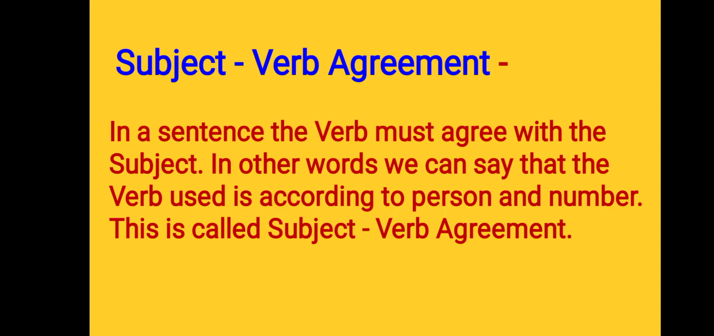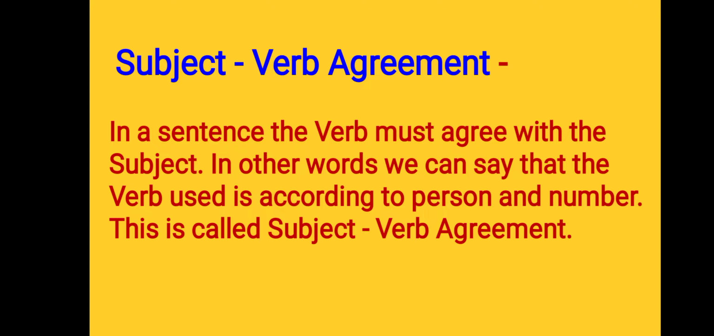Subject verb agreement. In a sentence, the verb must agree with the subject. Then only when we write a sentence, we write it correctly. Okay, if the verb we have used in the sentence doesn't agree with the subject, then the sentence becomes incorrect. So if we want to write the sentences correctly, the verb of the given sentence should agree with the subject.